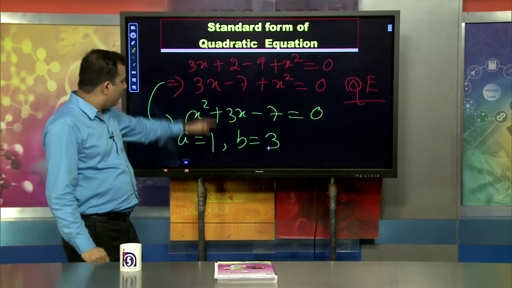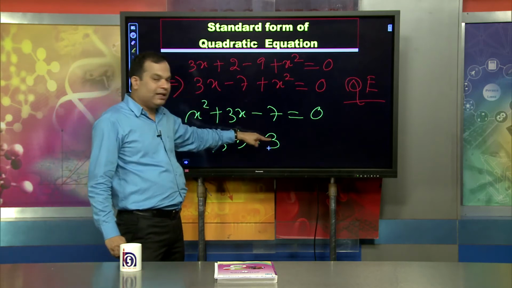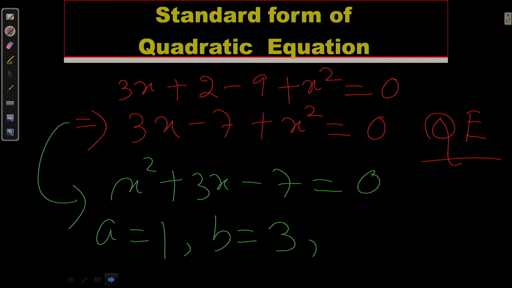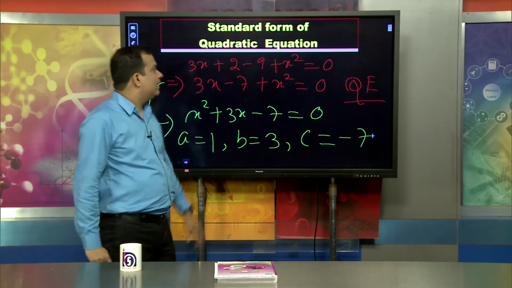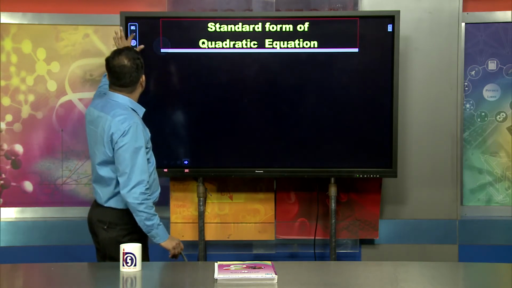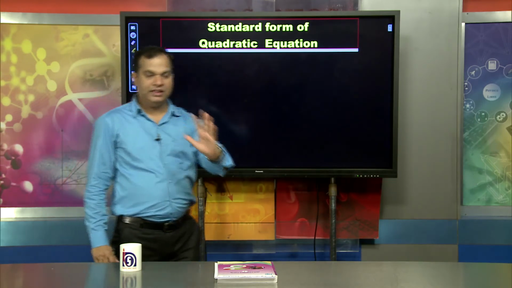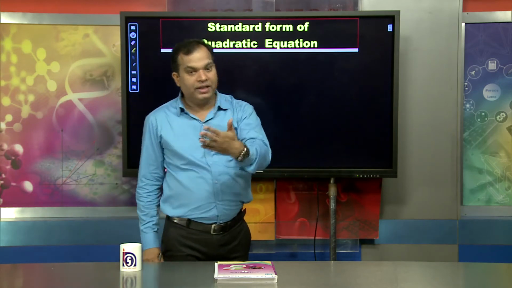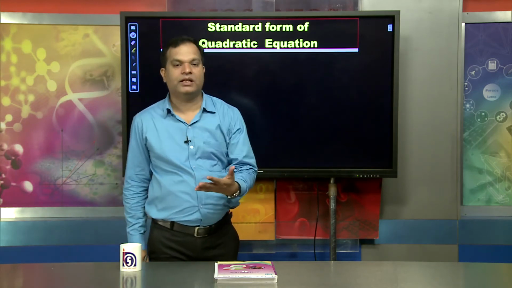The coefficient of x is here 3, and what will be the value of c? c equal to minus 7. The coefficient, or constant quantity, is c, here minus 7. This is what we call the standard format of the quadratic equation. That is the very important thing you must remember when talking about the standard format of the quadratic equation.